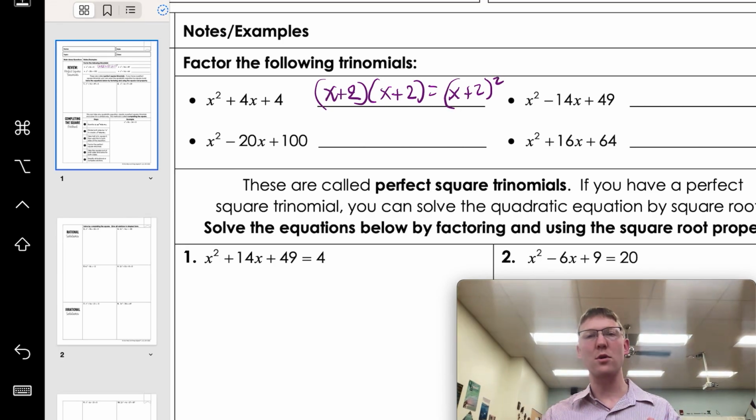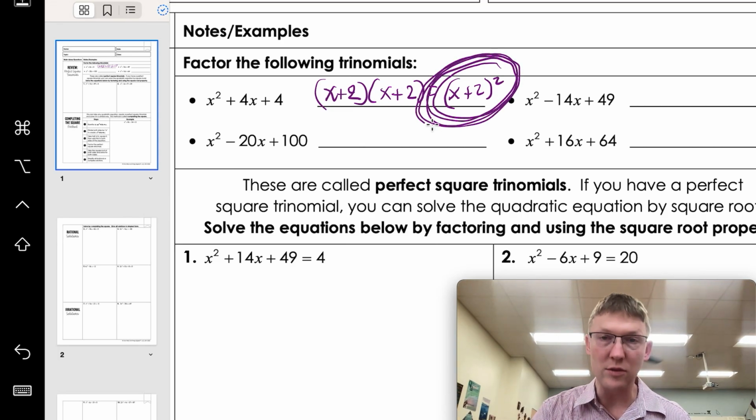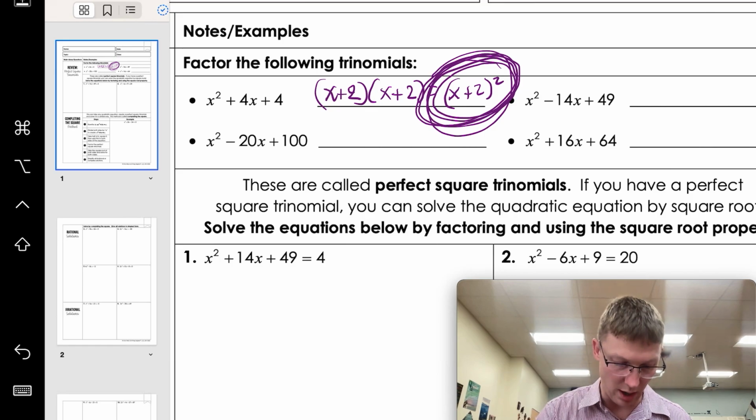That's important because once we get that square, we have a mechanism to solve a quadratic equation. We can just square root both sides and then we'll have an answer. So this is the point: if we can get to this part right here, then we can solve the equation that we're working on.